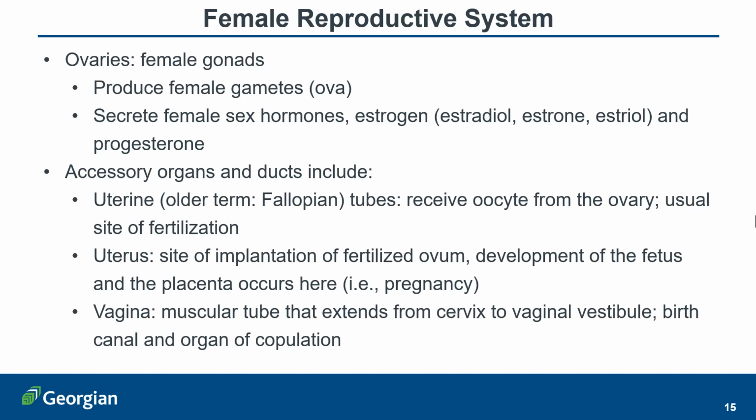The accessory organs and ducts include the uterine tubes that we spoke of. They receive the oocyte from the ovaries and are the usual site of fertilization. The uterus is the site of implantation of the fertilized ovum, if that occurs, and the development of the fetus and the placenta also occurs here. In other words, it sustains the pregnancy. The vagina is a muscular tube that extends down from the cervix to the vaginal vestibule. It's also referred to as the birth canal and is the organ of copulation as well during sexual intercourse.